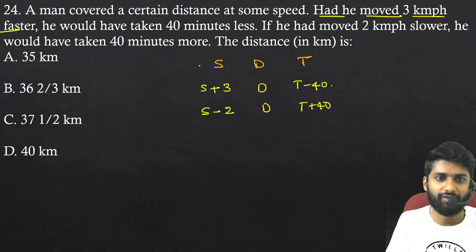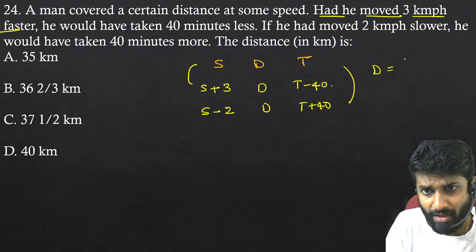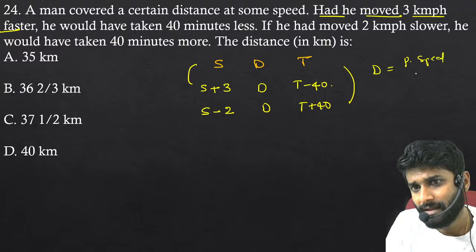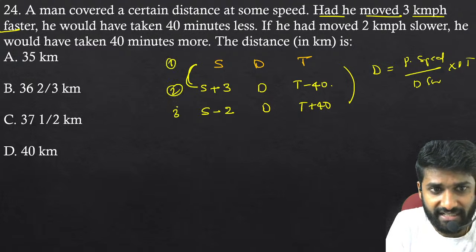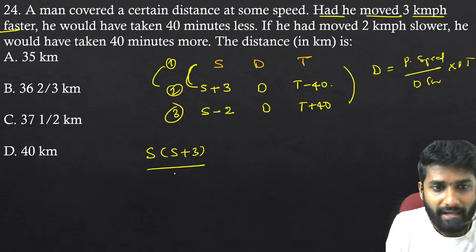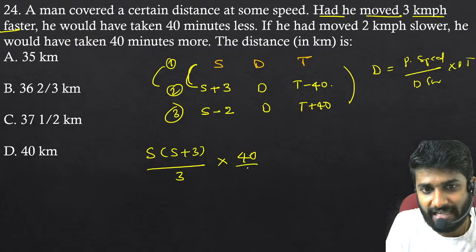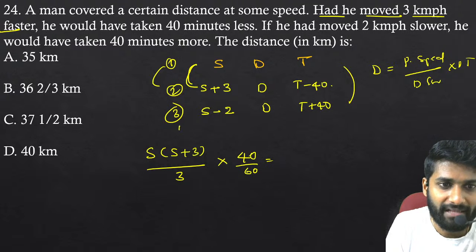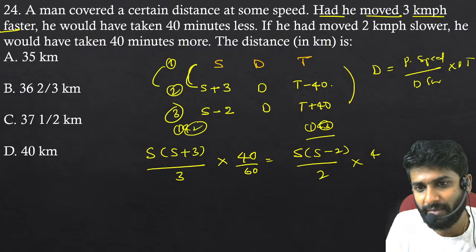First of all, compare these equations. What is the formula of distance? Distance is equal to the product of speeds divided by the difference of speeds, into the difference of timing. Now equate these equations. From 1 and 2, the product of speeds is s into s plus 3, divided by the difference of speeds, which is 3, into the difference of timing, 40 minutes converted into hours. Again, compare 1 and 3: the product of speeds is s into s minus 2, divided by the difference of speeds, 2, into the difference of timing, 40 by 60.